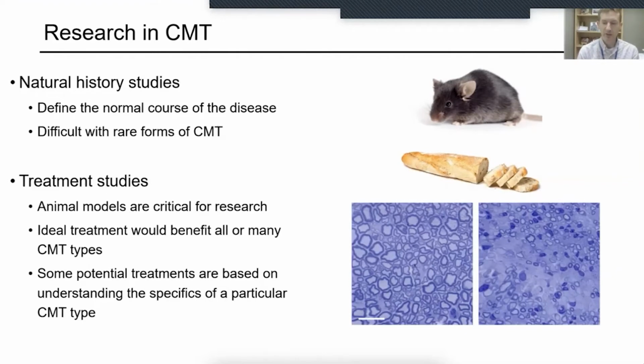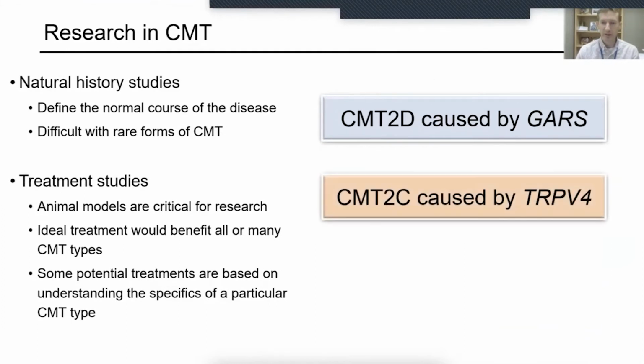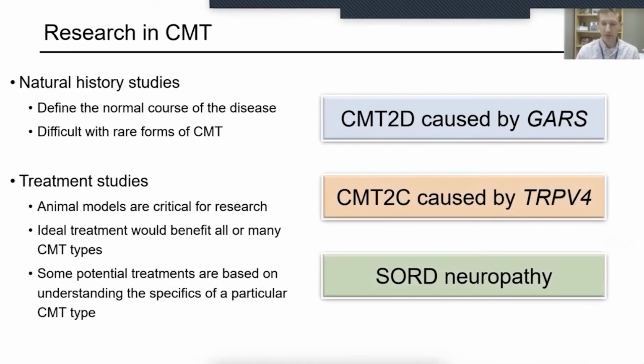And so in this case, we make an animal model, and then we give the nerve some kind of disease, essentially chop them up like a baguette here, and then look at it under the microscope, and then study whether treatments can make this nerve on the right, which is the disease nerve, look more like the nerve on the left, which is the normal nerve. And so there's a few different studies I wanted to highlight quickly just to show you some of the work that's being done. So in CMT2D, in CMT2C, and also what's called SORD neuropathy.